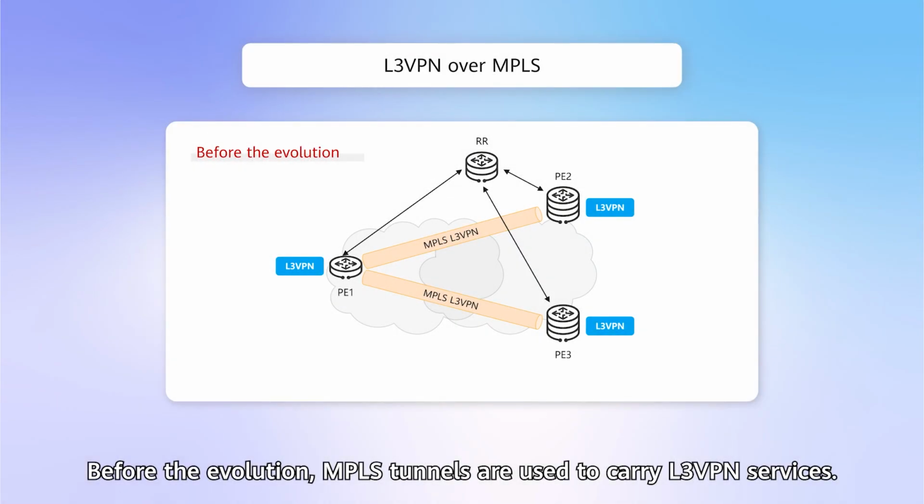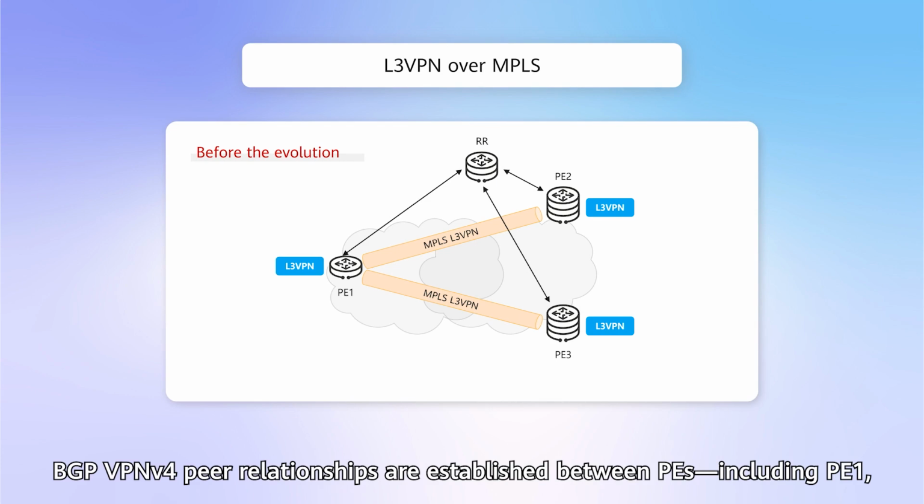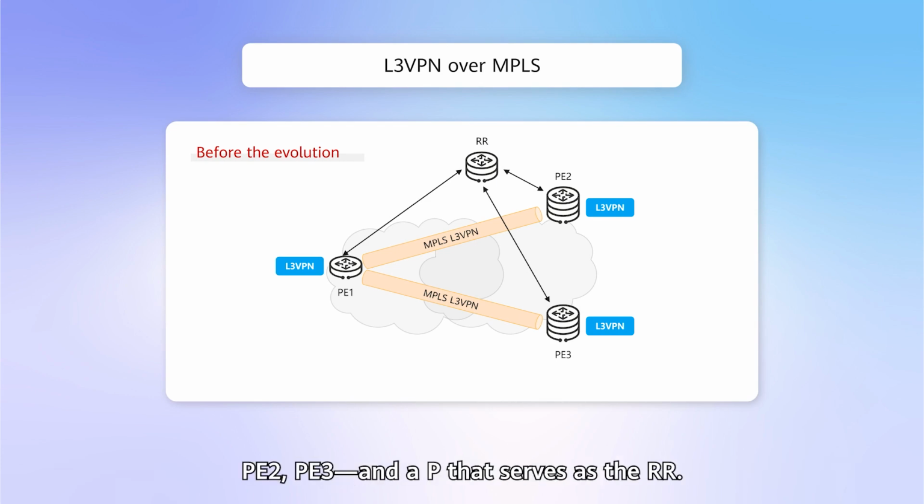Before the evolution, MPLS tunnels are used to carry L3VPN services. BGP VPNv4 peer relationships are established between PEs, including PE1, PE2, PE3, and PE4 that serves as the RR. The RR reflects BGP VPNv4 routes among PEs.